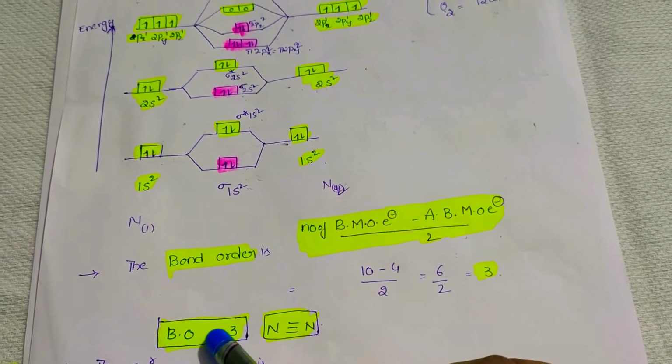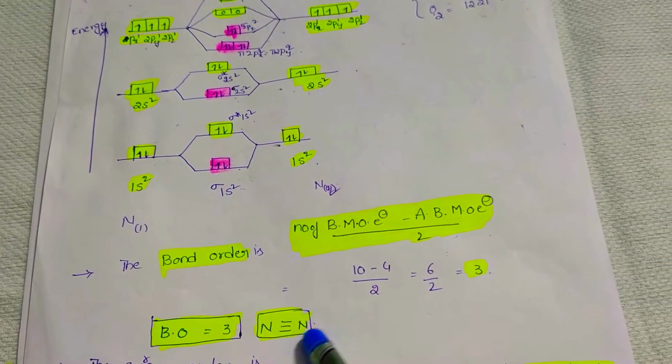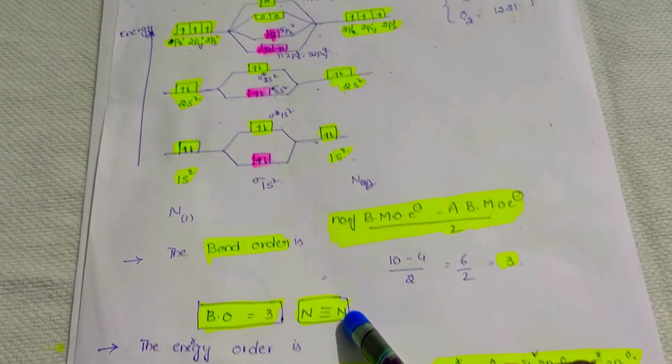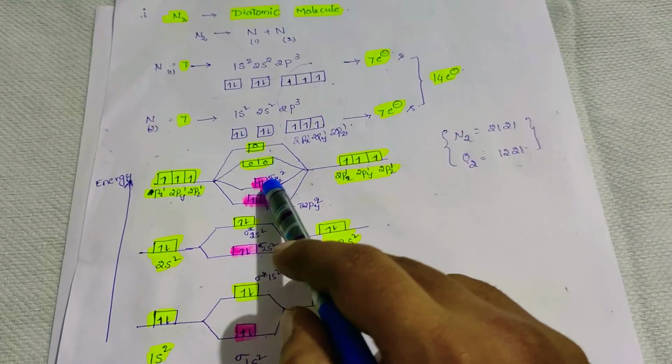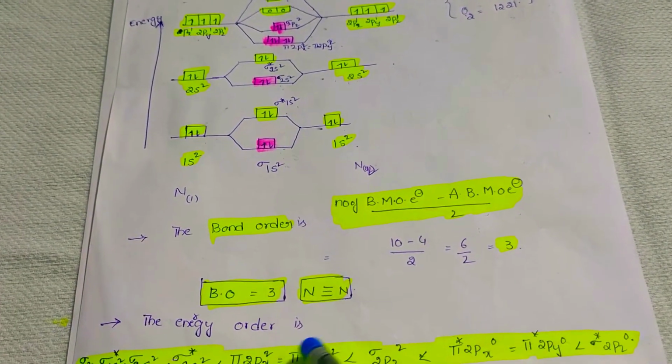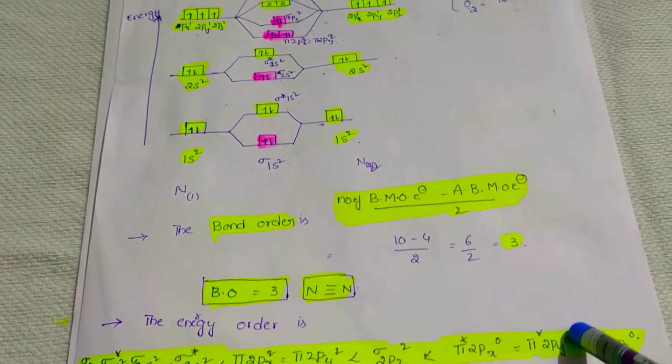If the bond order is 3, then the number of bonds between nitrogen and nitrogen is 3, and there are no unpaired electrons present, so it is diamagnetic in nature, and the energy order is like this.